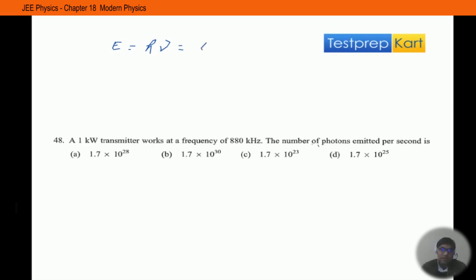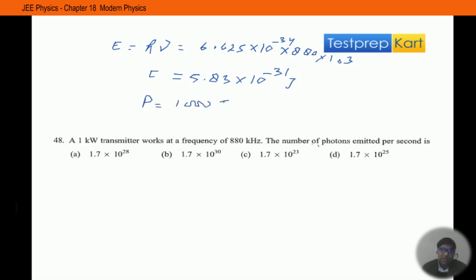So h is 6.625 into 10 to the power minus 34 for Planck's constant, and frequency is 880 into 10 to the power 3. From here we'll get energy as 5.8 into 10 to the power minus 31 for a single photon. And power is given as 1 kilowatt, which means 1000 watt.